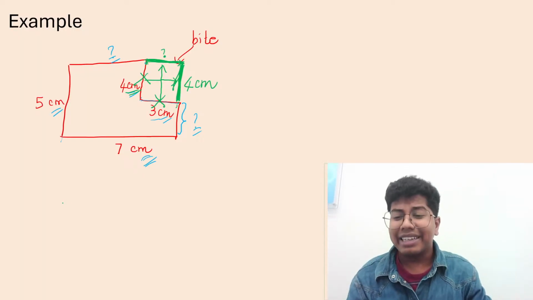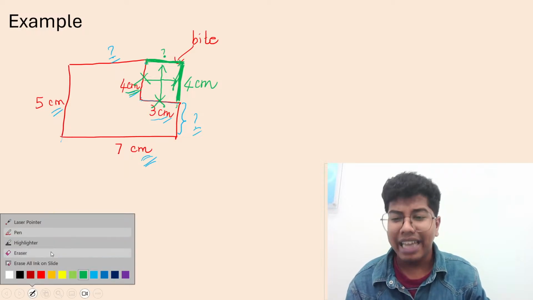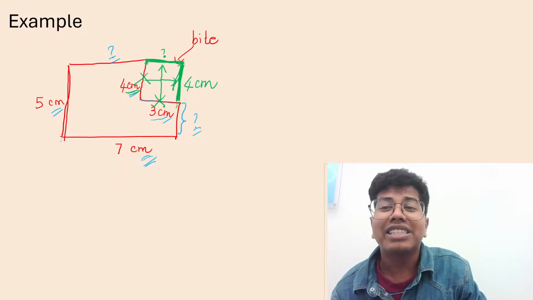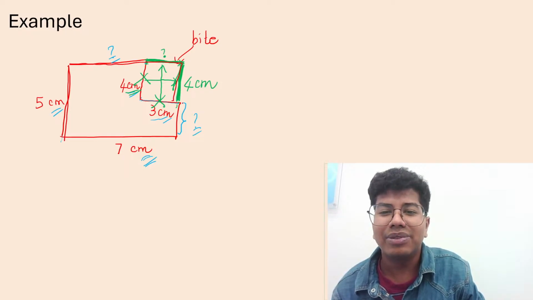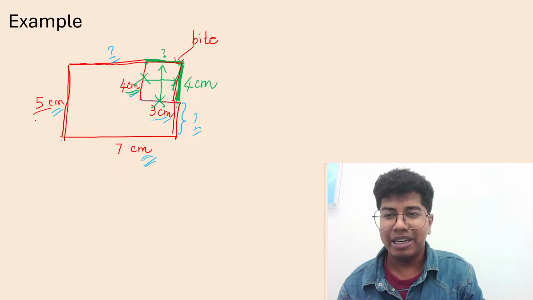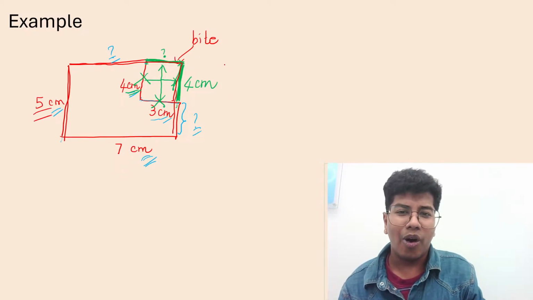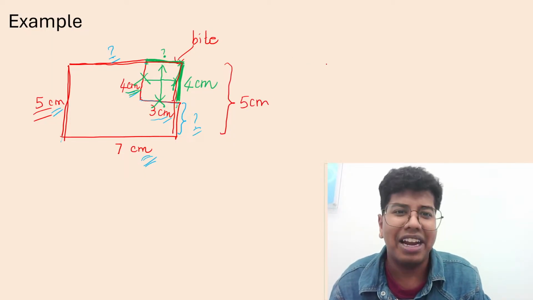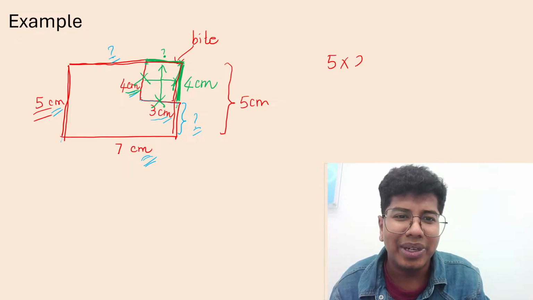Now for this rectangle that is present, can anyone tell me how to find out the perimeter of this complete rectangle, this one? We know for a rectangle, this is 5, and the opposite is also 5 centimeter. So there is 5 centimeter how many times? Perfect. There will be 5 centimeter 2 times.